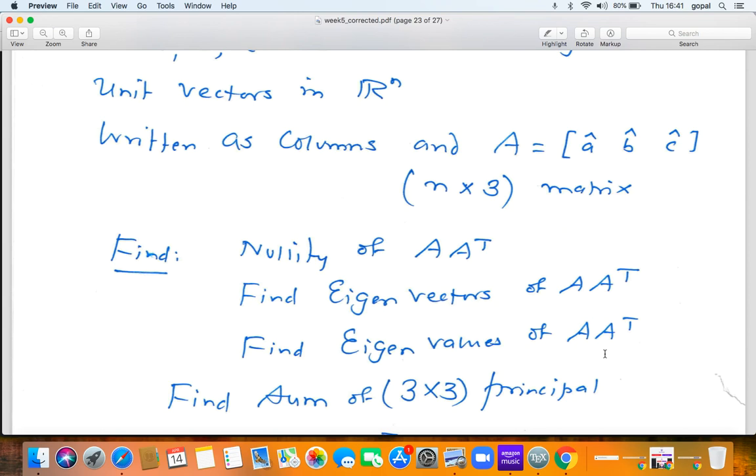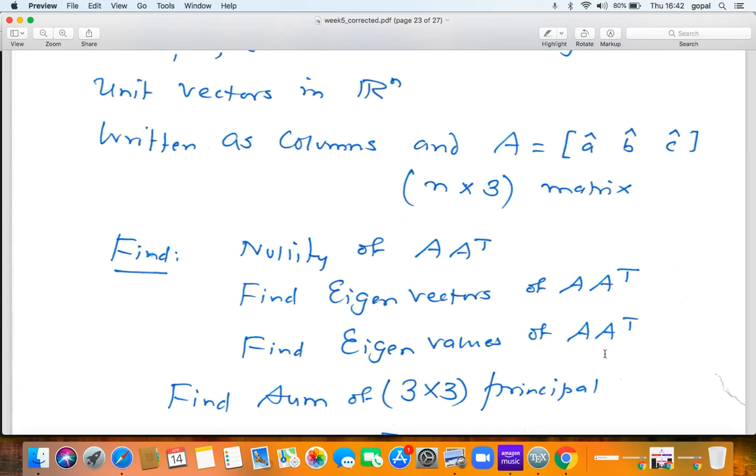Similarly, little b cap will be an eigenvector of AA transpose with eigenvalue 1. And little c cap will be an eigenvector with eigenvalue 1. So a cap, b cap, c cap are all eigenvectors of AA transpose with the same eigenvalue 1. That means that the geometric multiplicity of the eigenvalue 1 is at least 3. So the algebraic multiplicity is also at least 3.